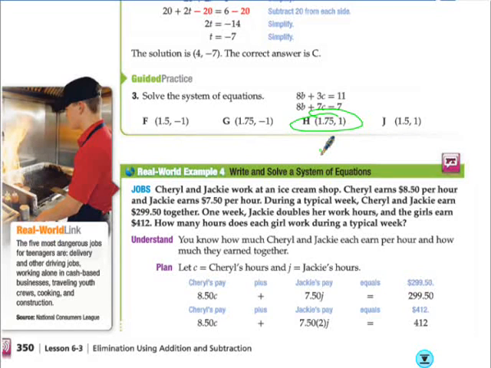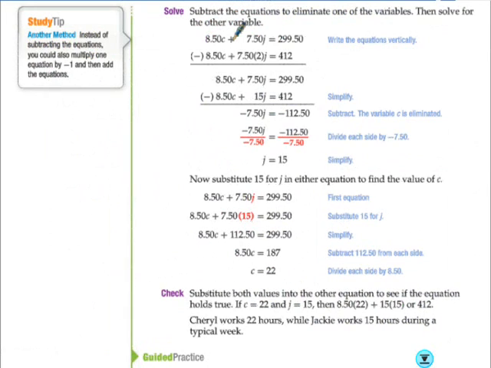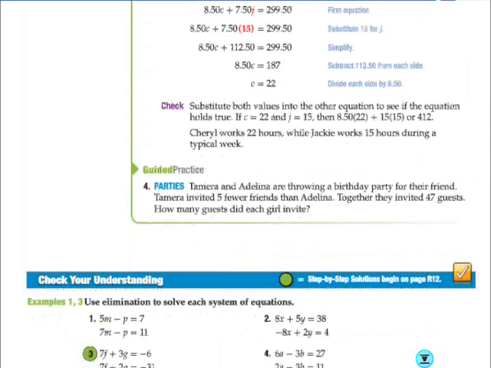The last example is a real world. Not surprising, we have real world examples on every unit we do. So this is just coming up with a system and then applying solving systems using some form of method. Here we're going to work with elimination. So we had 850C for each of them, so we end up subtracting, making sure that we subtract each term, and then you get an answer for what was J. You plug that in, you get C. So Cheryl works 22 hours, Jackie works 15. No problem there.